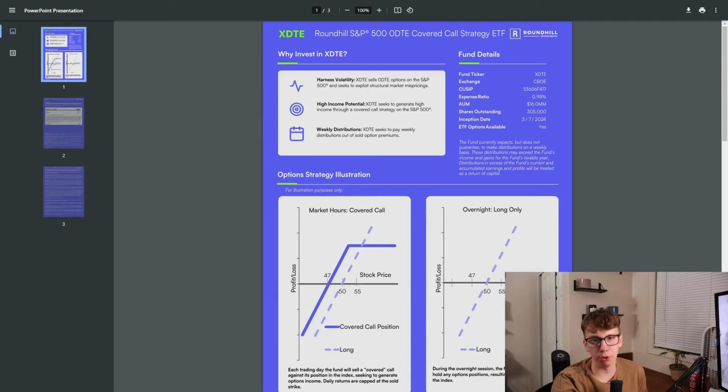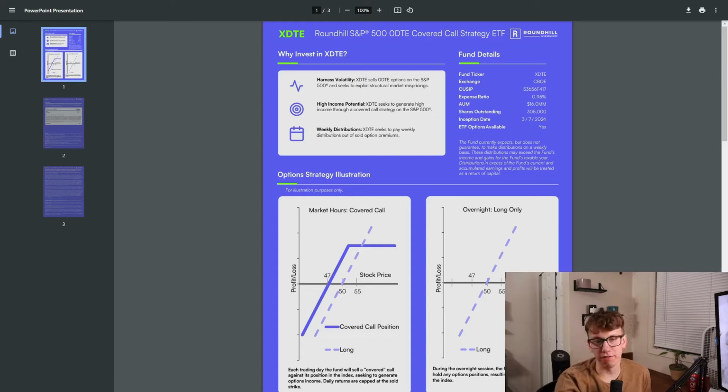So when it comes to XDTE, this is a zero DTE options fund on the S&P 500 that seeks to exploit structural market mispricings. And this is all coming from their fact sheet from the Roundhill website. Now, when they're talking about these zero DTE, in options terms, for those that don't know options, that's 0 days till expiration, meaning it's going to expire at the end of that trading day.